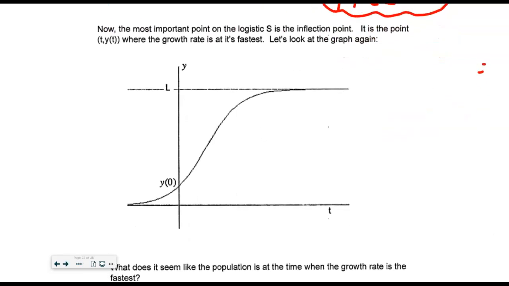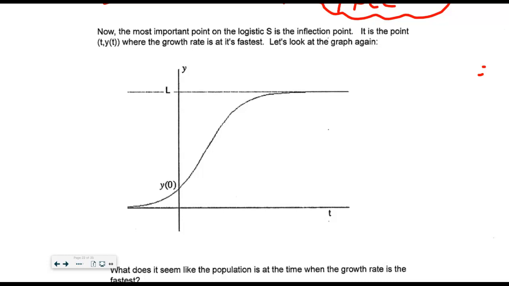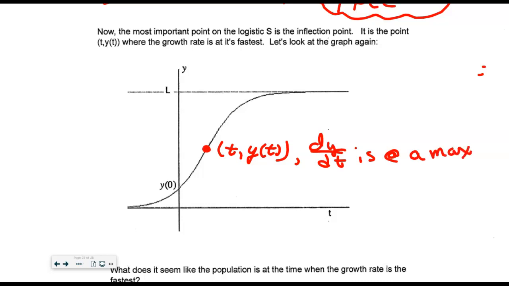So again, the most important point on our logistic curve is that right there. It's the inflection point, correct? So let's write that down. t, y of t. Remember, y is whatever's growing, so you have to be able to call that anything. C for COVID, R for radioactive material, whatever it is. Where the growth rate is the fastest. So I want you to go right here. dy/dt, that would be the rate of growth, is at a max. Right when we hit this.